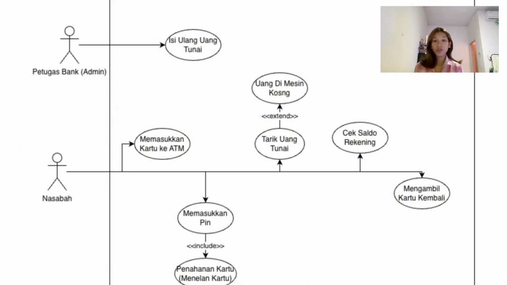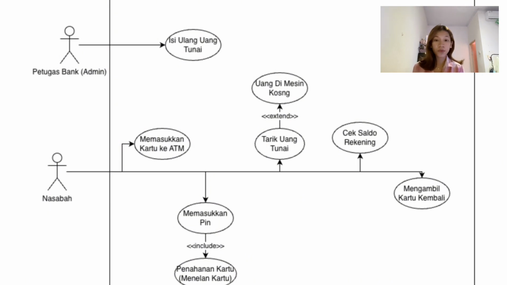And 3. Use cases and descriptions. A. Insert card into ATM. The transaction begins when the customer inserts their ATM card into the machine. This action allows the system to read the customer's card data and verify the account before proceeding to the next step. And B. Enter PIN.